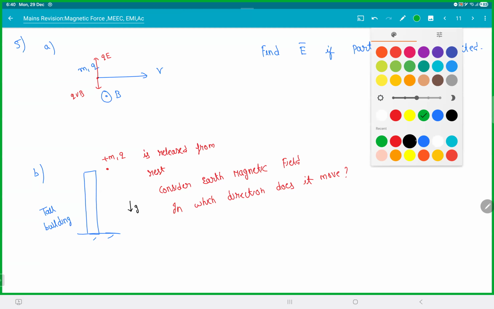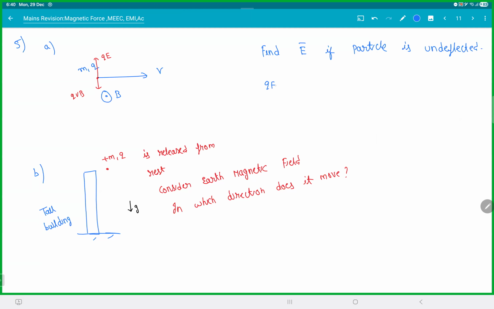Yeah, that itself, I guess. QE will be QVB. So E is equal to VB. And the direction must be up, J cap. Clear with that?